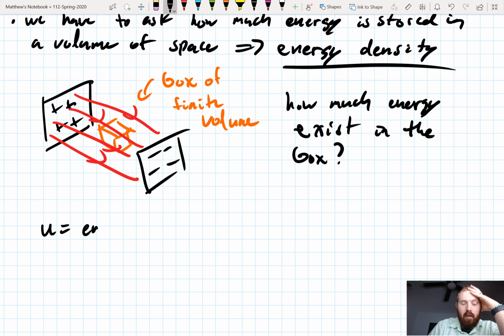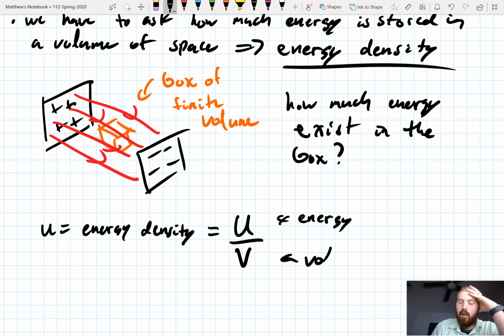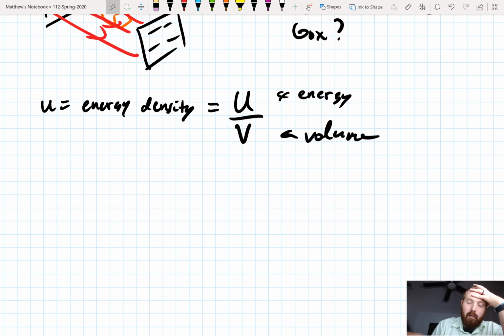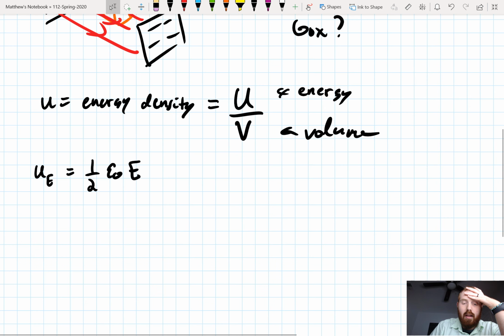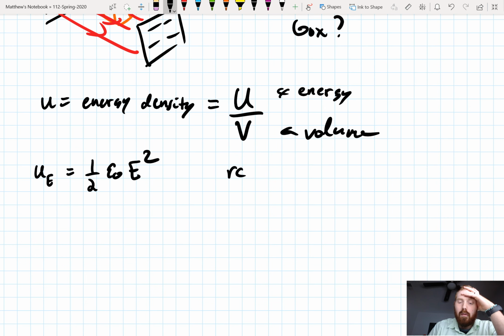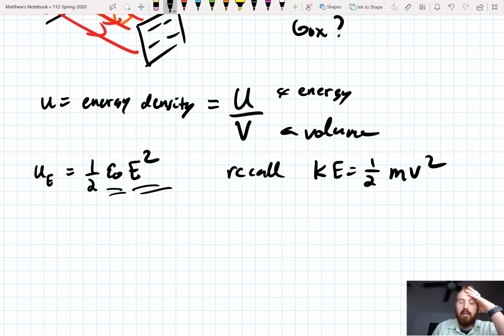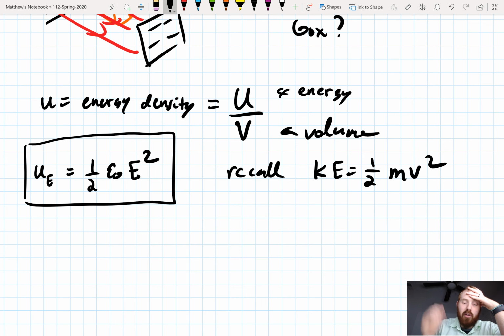Energy density. If u is the energy density, this is a lowercase u, that's going to be the energy per unit volume. And for our electric fields, this turns out to be just 1/2 the electric permittivity constant times E squared. All right? Should look familiar. Think back to the kinetic energy. Kinetic energy is just 1/2 mv squared. Remember how you have a constant quantity, something squared. This is a recurring theme in physics that you see 1/2 constant times quantity squared in energy terms. So that's our electric field energy density.